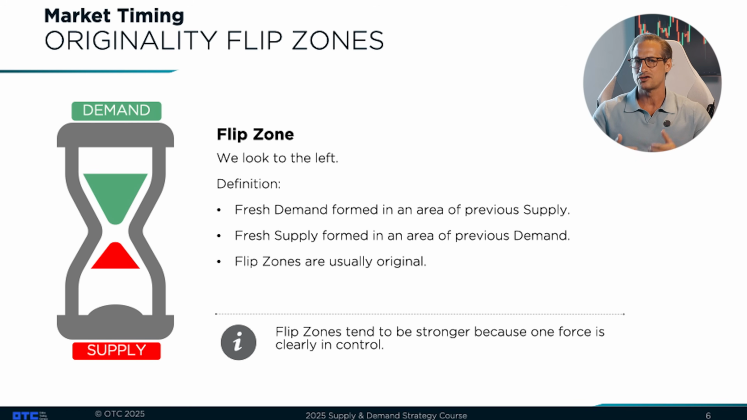Flip zones are generally stronger because one side has clearly taken control by breaking the opposing zone and replacing it with its own structure. If any of this feels abstract right now, don't worry. Once we move into the live chart examples, everything will click quickly. So let's jump straight into the charts.